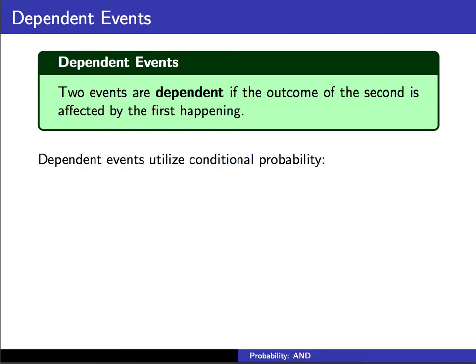So dependent events are going to utilize the conditional probability that we talked about in the last video. Instead of the probability of A and B happening being just the probability of A times the probability of B, with dependent events the probability of A and B happening is going to equal the probability of event A times the probability of event B based on event A actually happening, or the probability of event B given that event A actually happens. So when we're calculating dependent probabilities, we are under the assumption that the first event did happen, and that is going to have an impact on the second event.